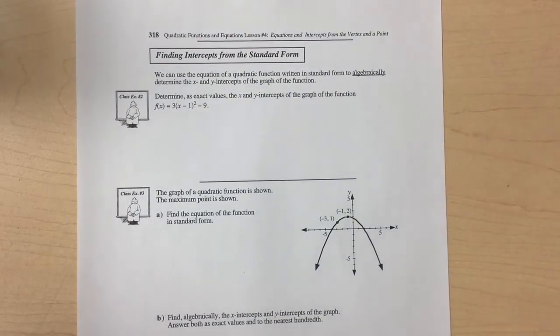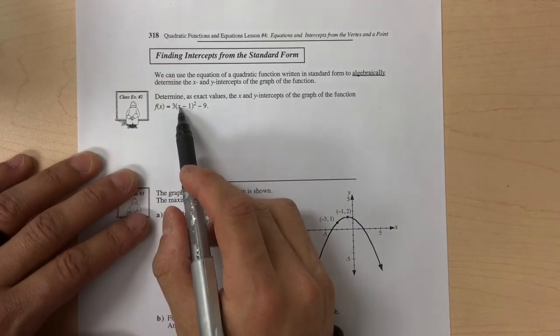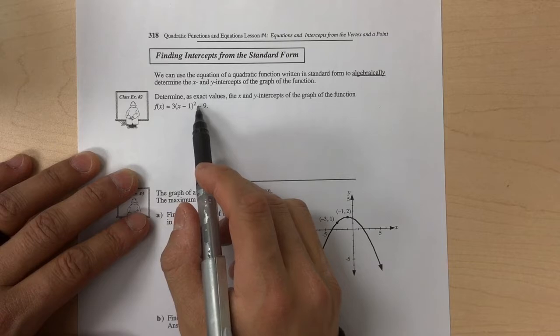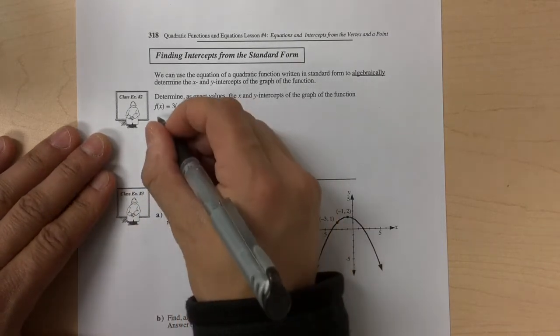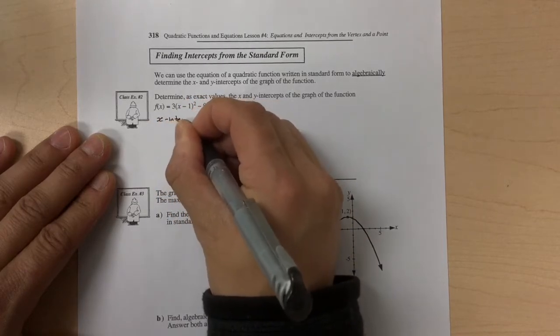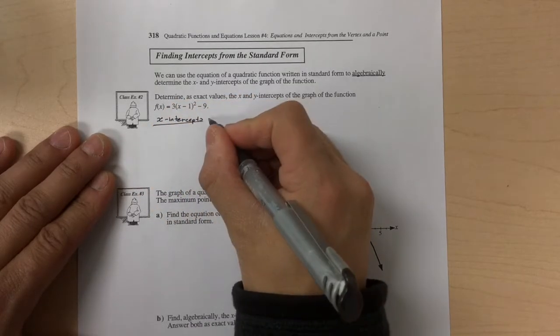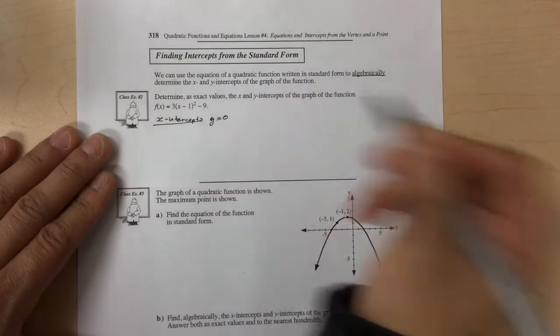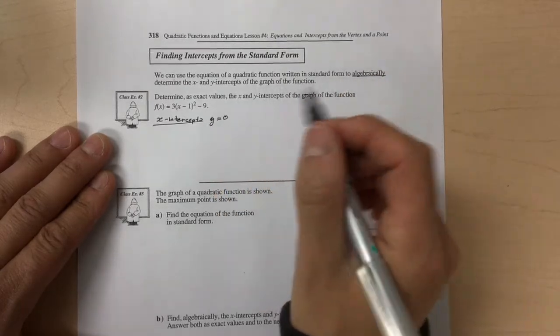Now with class example number 2, we want to determine as an exact value the x and y intercepts of the graph of the function f of x is equal to 3x minus 1 squared minus 9. And we want to do this algebraically. So remember, if we're looking for our x-intercepts, then y is always equal to 0. It'll be the other way around when we're looking for our y-intercepts.